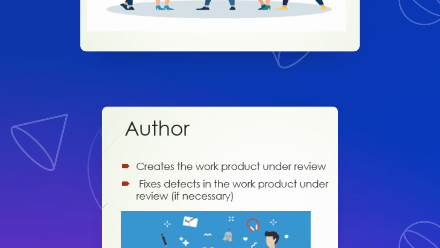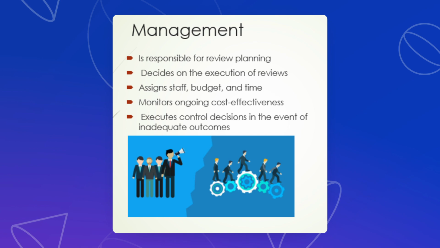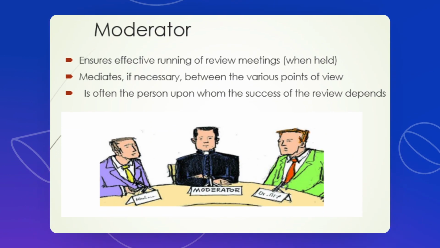The author is the person who creates the work product and also fixes the defects in that product. Management is responsible for review planning, decides on execution of the review, and assigns staff, budget and time frame. So management is very powerful. They monitor ongoing effectiveness, and if there are no adequate outcomes, they can intervene. So they have a very important role. Management support is very important. If management is not willing or not participating, the process will fail.